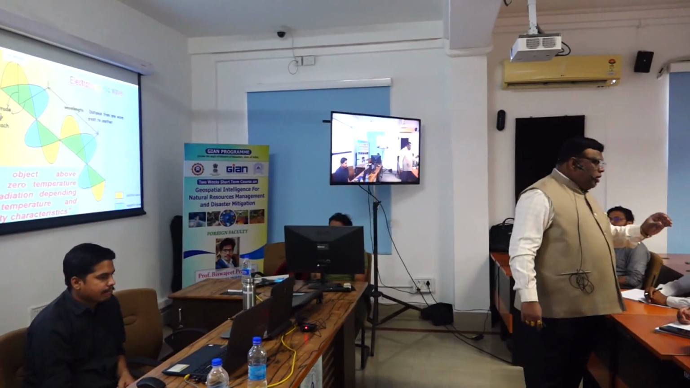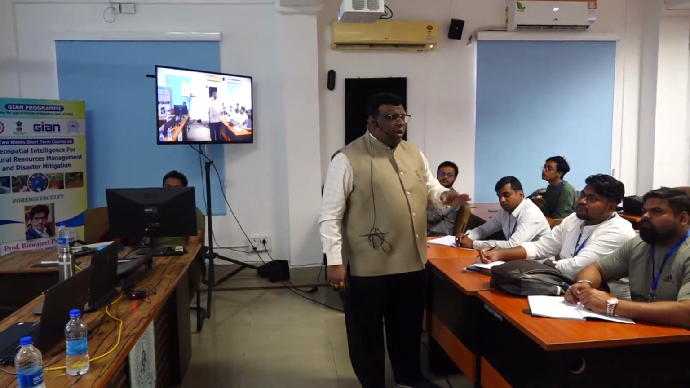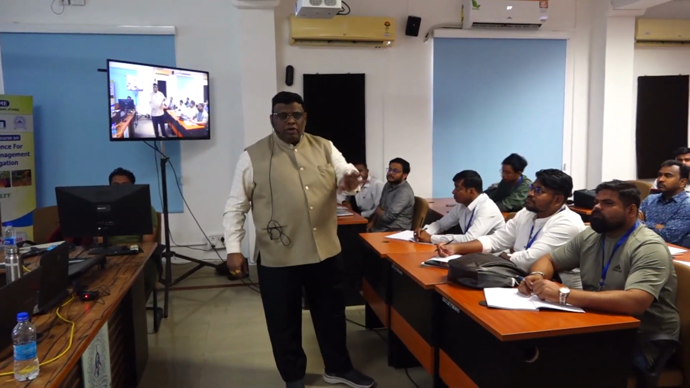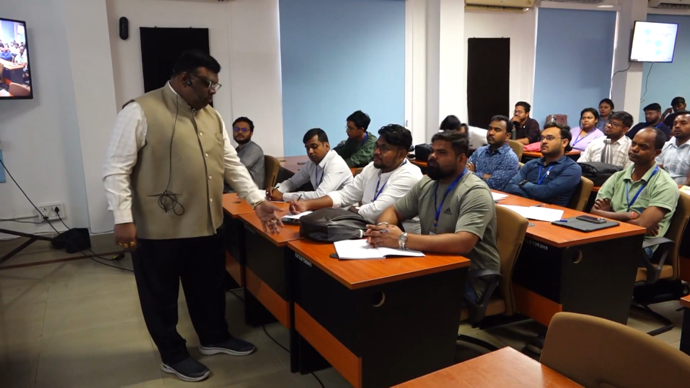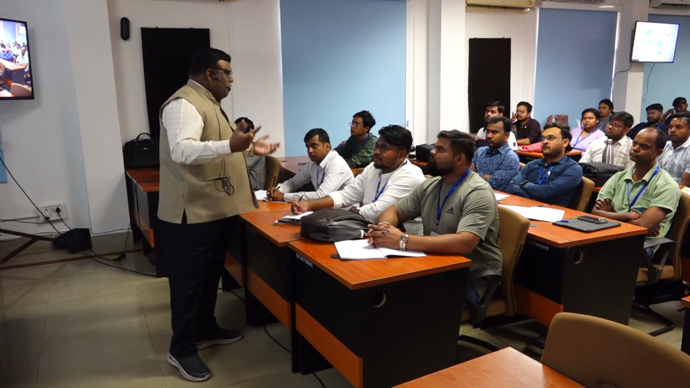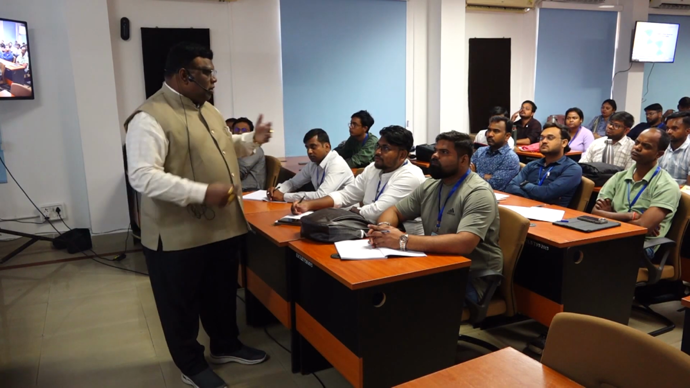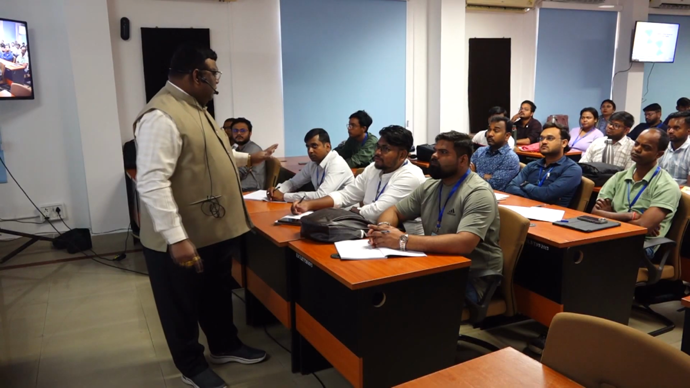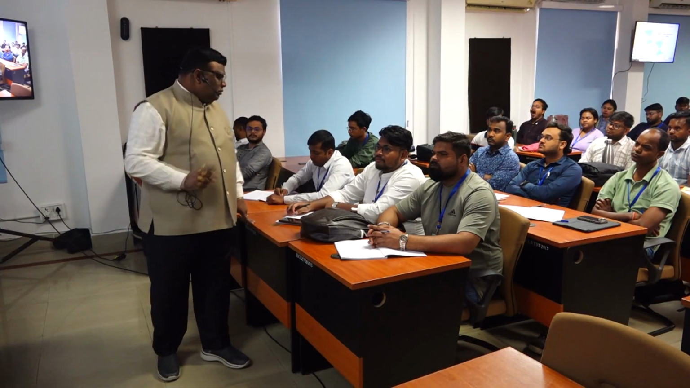What is that? Every object above absolute zero temperature emits radiation, depending on its temperature and emissivity characteristics. So all objects on the earth whose temperature is above absolute zero emit some radiation. The table, building, water body, every object is going to emit radiation. Sometimes you will not feel it, but radiation will be there. So this radiation depends on the temperature and its characteristics. Each object is unique.